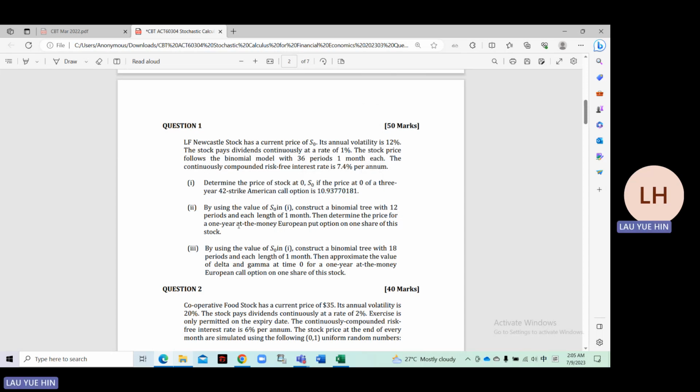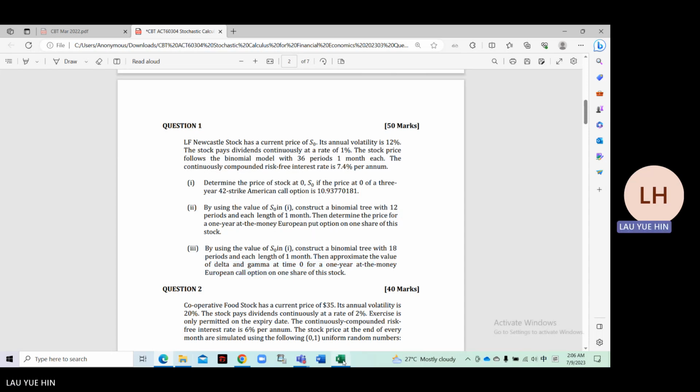10.93770181. And for part 2, by using the value of S0 from part 1, construct a binomial tree with 12 periods and then determine the price of a 1 year at the money European put option on the share of this stock. And for part 3, using the same value from part 1, construct a binomial tree with 18 periods and approximate the value of delta and gamma for the European call option.